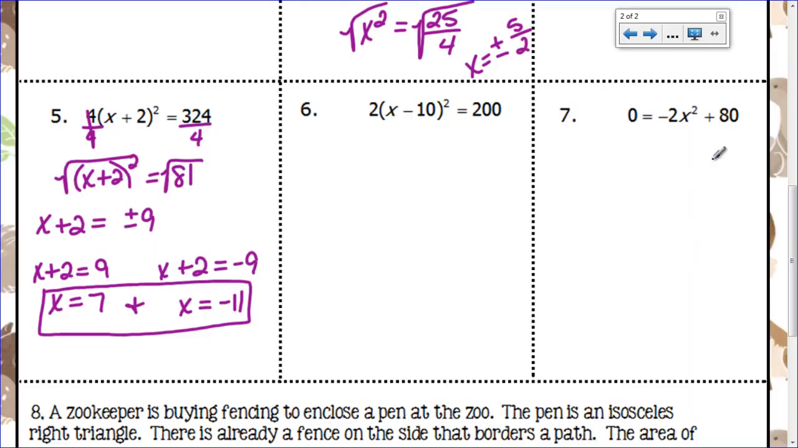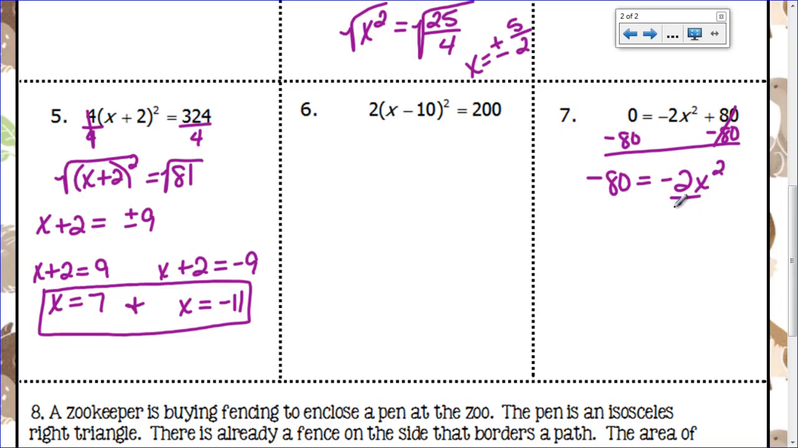So number 7, I'm going to skip over here to number 7. I want the squared term all by itself, and it doesn't matter, this is just written backwards. It's no big deal, but I still want the squared term by itself. So I'm going to start by subtracting 80. So I have negative 80 is equal to negative 2x squared.